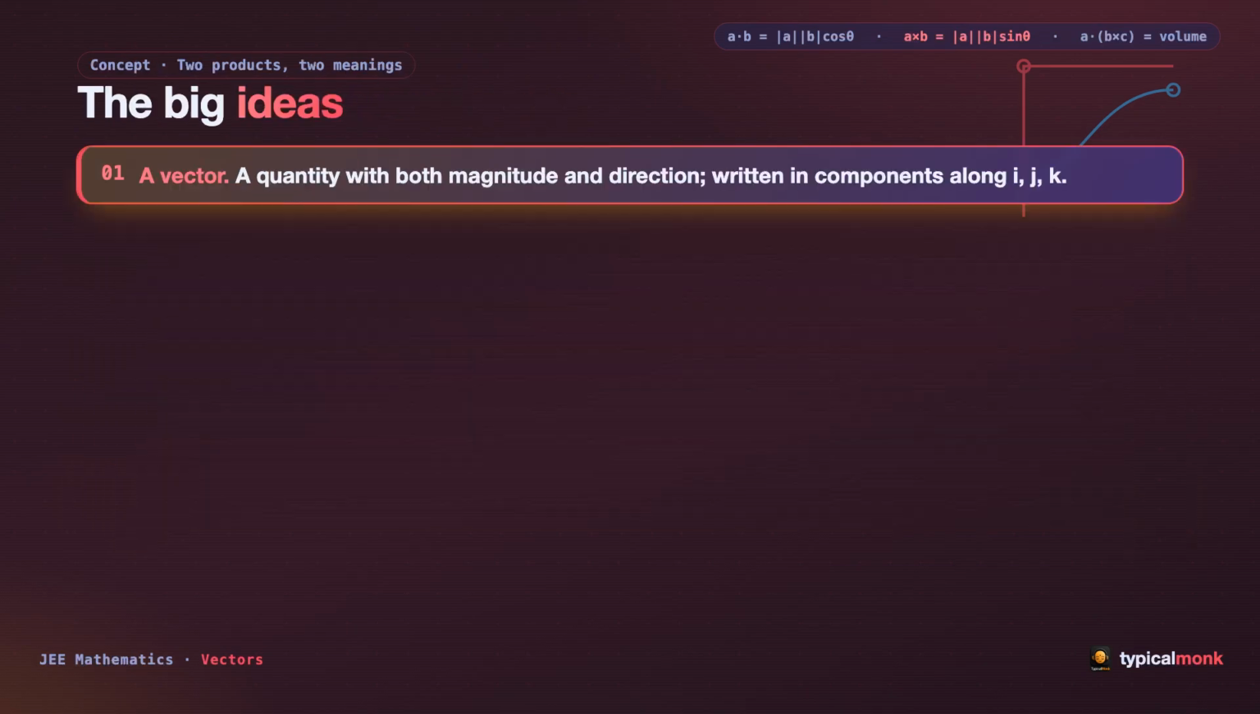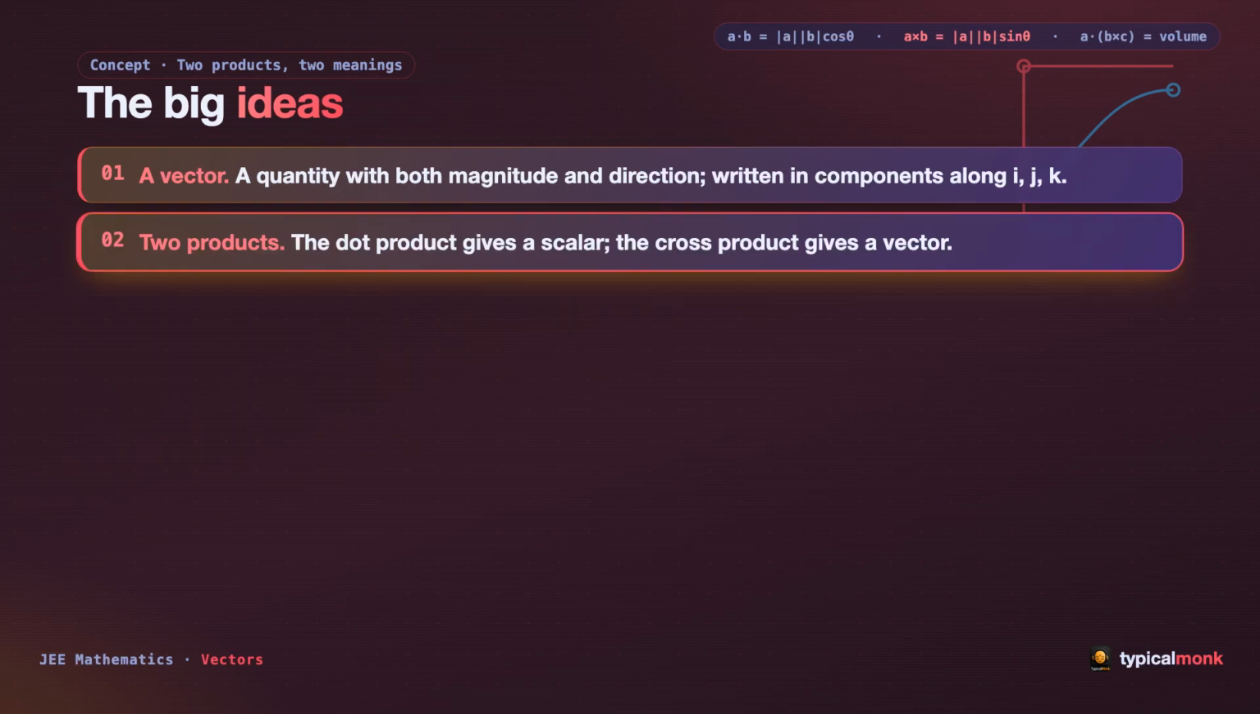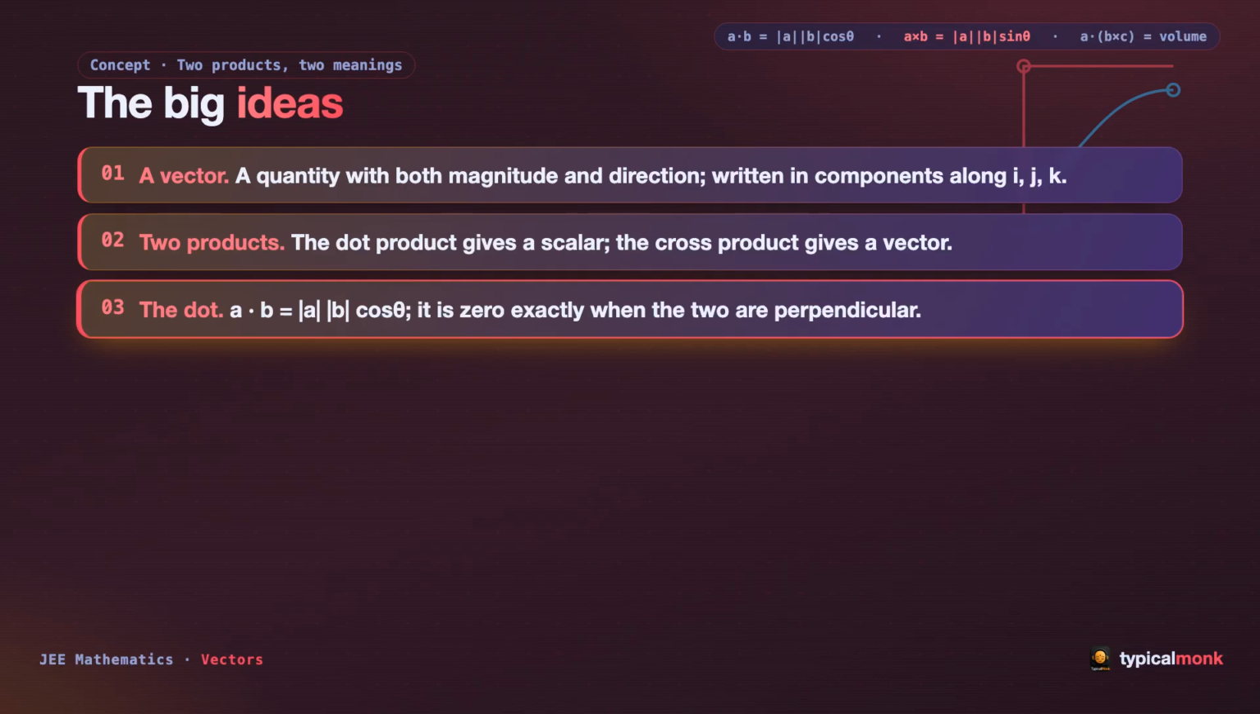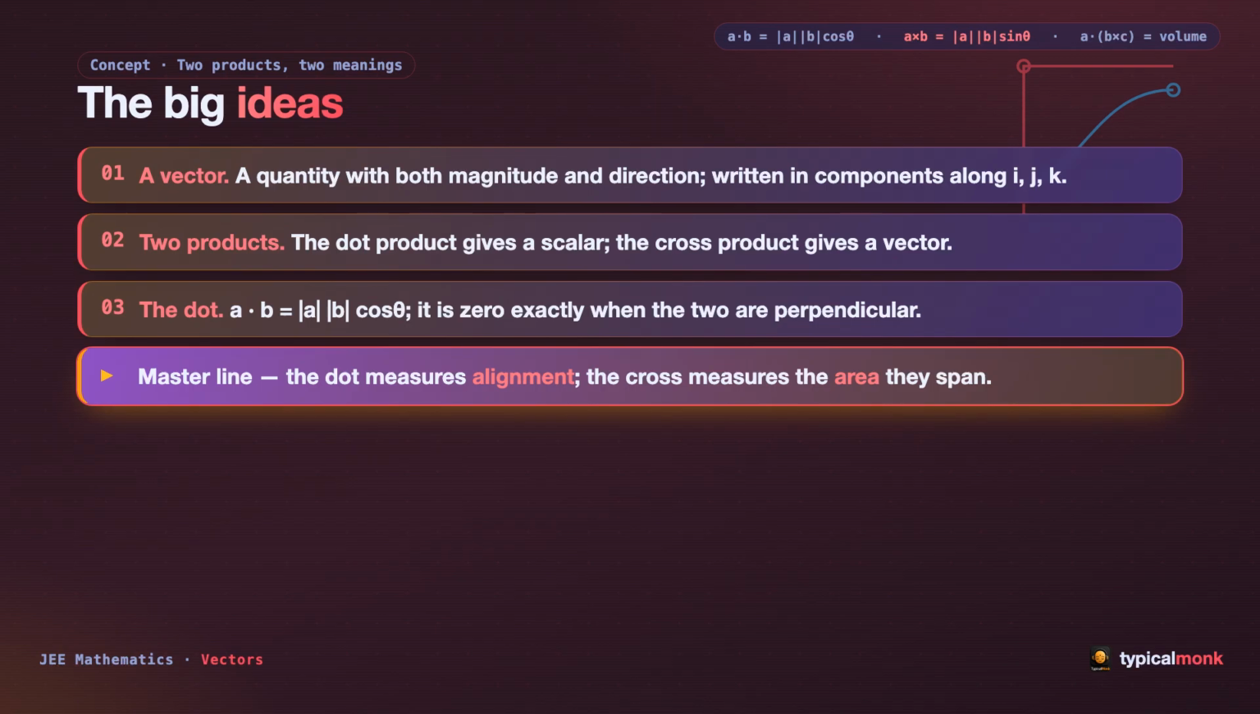Four ideas run this whole chapter. Look at them together first. A vector, a quantity with both magnitude and direction, written in components along i, j, and k. Two products. The dot product gives a scalar, the cross product gives a vector. The dot: a dot b equals the magnitude of a times the magnitude of b times cosine theta, and it is 0 exactly when the two are perpendicular. Master line: the dot measures alignment, the cross measures the area they span.